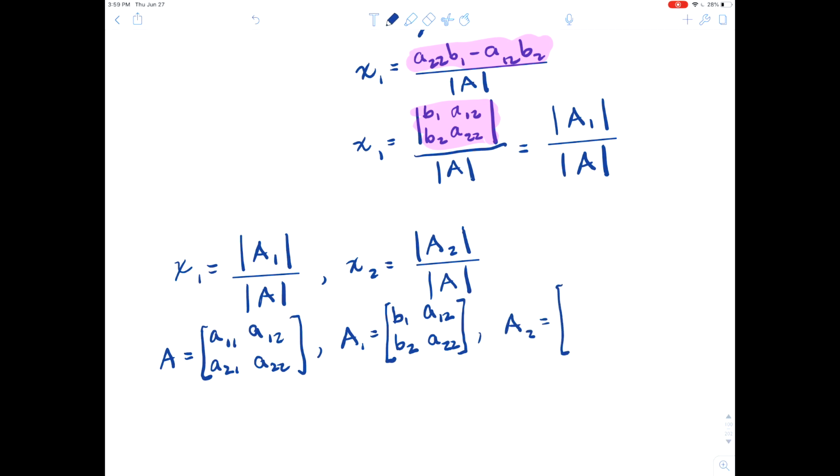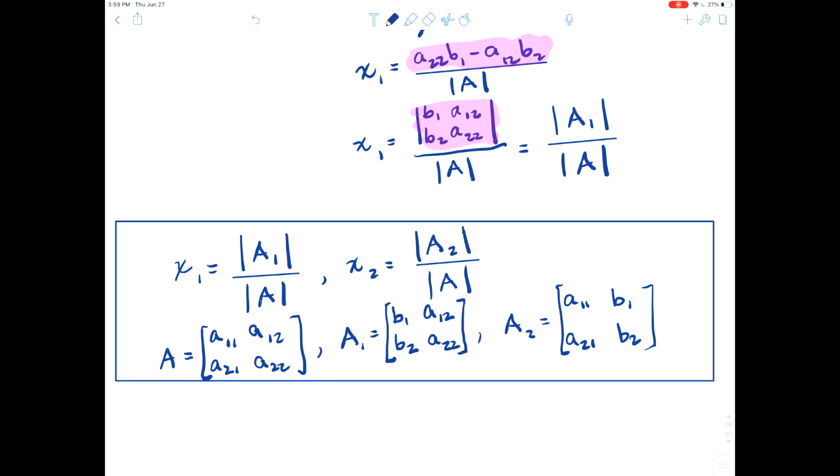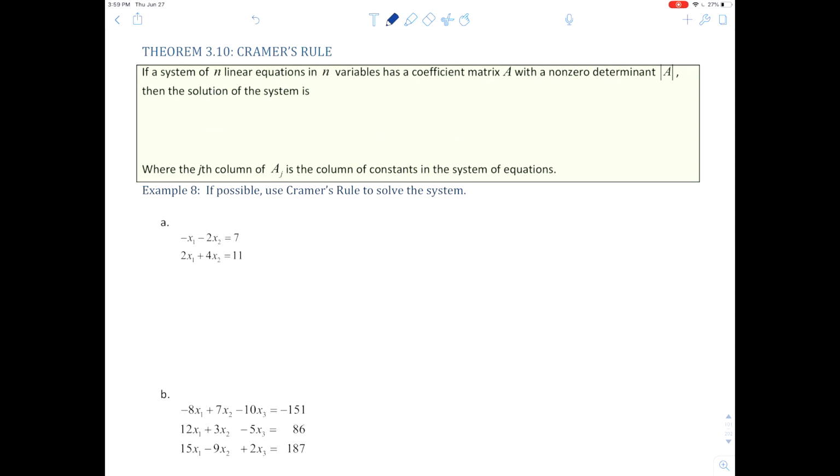Beautiful. You would have A11, A21 for our first column, and then B1, B2 for the second. Groovy? Again, this is why Cramer's rule works for a 2 by 2 matrix which has a non-zero determinant. And I know that was a lot of algebra, and I know I'm a math nerd. But I also did that so you could remember the formula. If you see where it comes from, it's easier to remember.